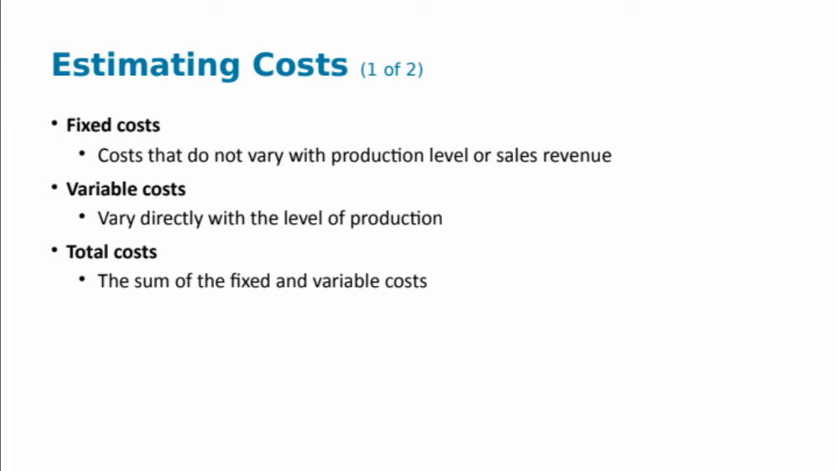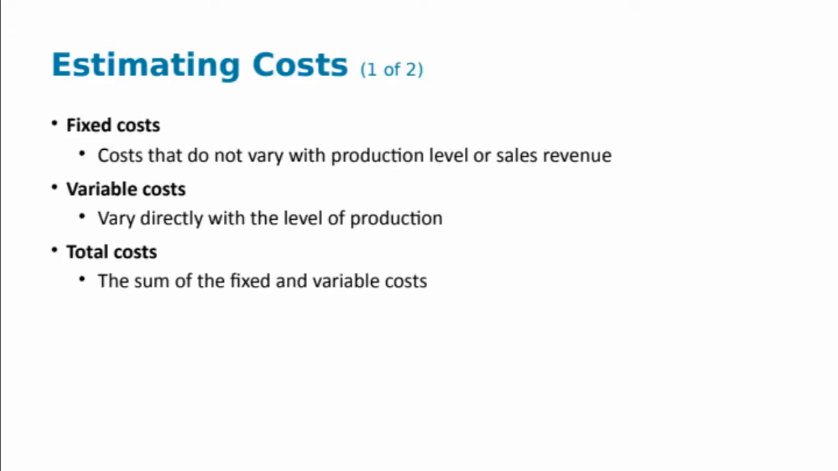Fixed costs, also known as overhead, are costs that do not vary with the production level or sales revenue. A company must pay bills each month for rent, heat, interest, salaries, and so on, regardless of the output. Variable costs vary directly with the level of production. For example, each tablet computer produced by Samsung incurs the cost of plastic and glass, microprocessor chips, and other electronics and packaging. Total cost consists of the sum of the fixed and variable costs for any given level of production.